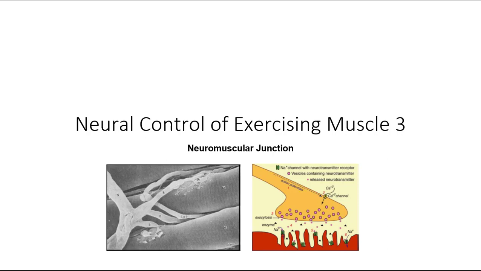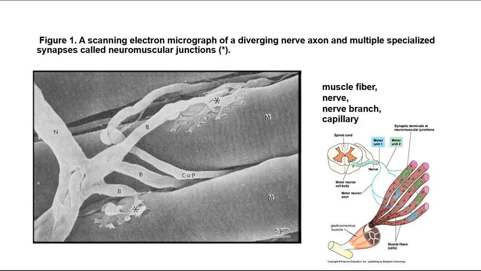The neuromuscular junction is a specialized synapse containing a branch of an alpha motor nerve to one of the scattered muscle fibers within the total pool of muscle fibers included in the motor unit. This figure provides a scanning electron micrograph of an alpha motor nerve diverging to form neuromuscular junctions at neighboring muscle fibers. M is muscle fiber, N is nerve, B is the nerve branch, cap is a capillary.